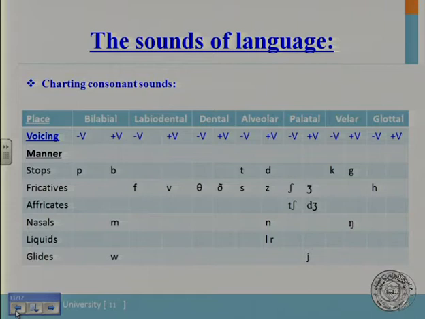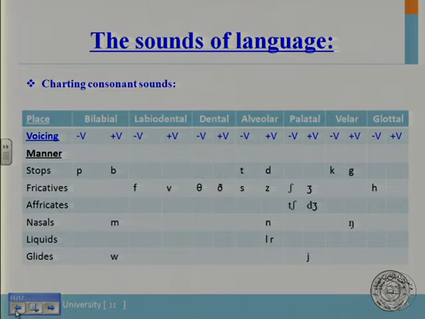And again we have a nasal sound of the same group, velar, that is eng. Of course, eng is a velar nasal voiced sound. And the last group is called glottal. We have only one sound of the glottal, as in horse, as in home. That is only h, and that sound is called glottal fricative voiceless sound.